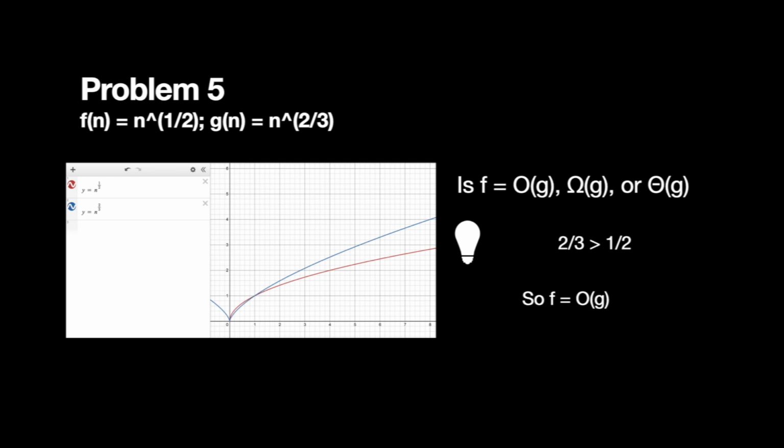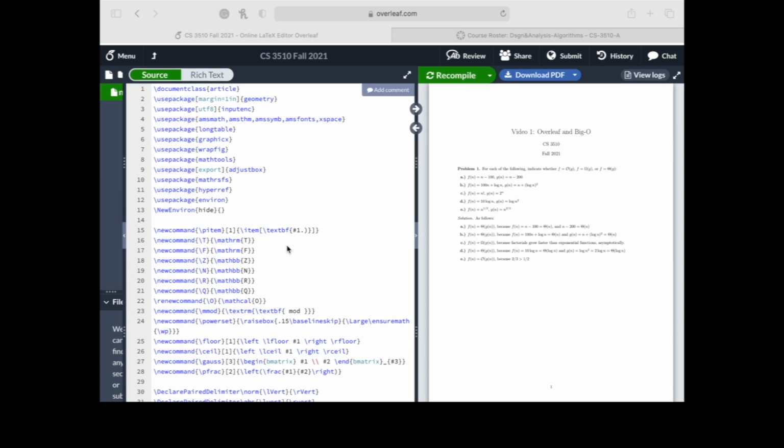And here for the last problem, we are comparing two functions with the same base but different powers. And since we know that 2 over 3 is greater than 1 over 2, we know that f is going to grow slower than g. So f is less than or equal to g for the bounds, and hence f is big O of g.